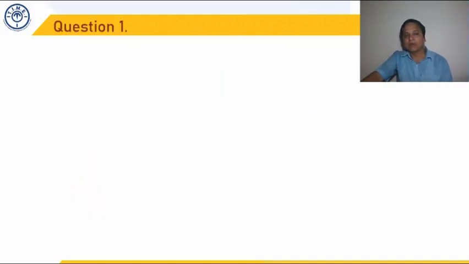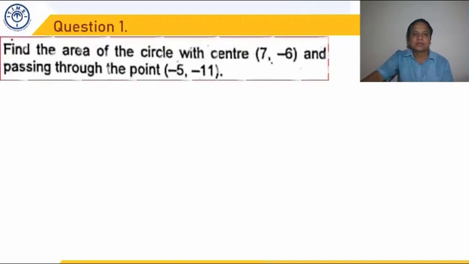Now question number 1 of the handout. It says find the area of the circle. Area of the circle is pi r square, where r is the radius, with center coordinate as 7 comma minus 6 and circle is passing through the point minus 5 comma minus 11.